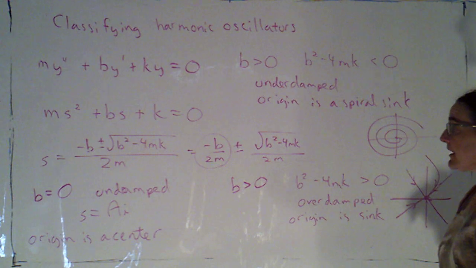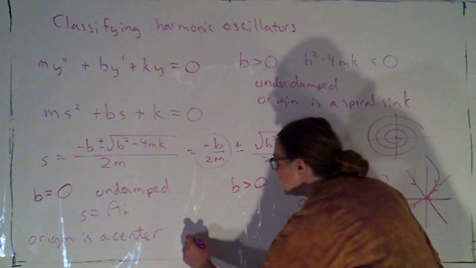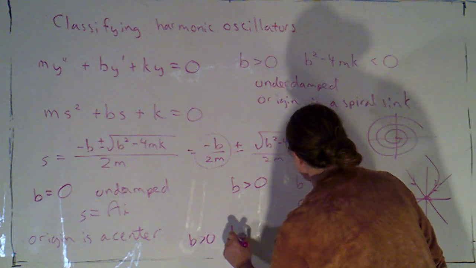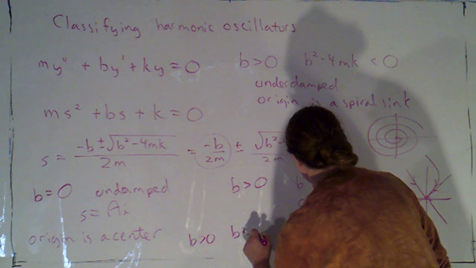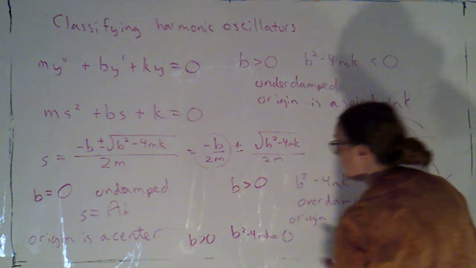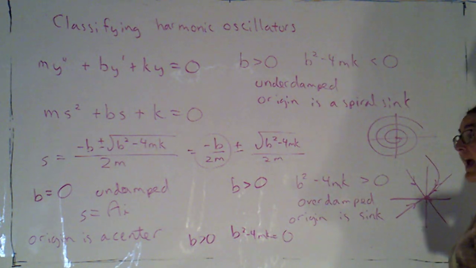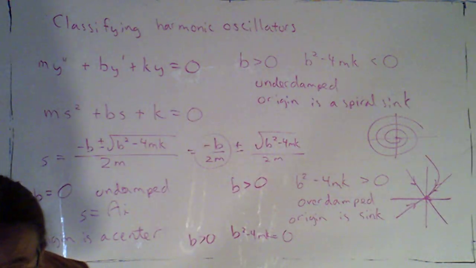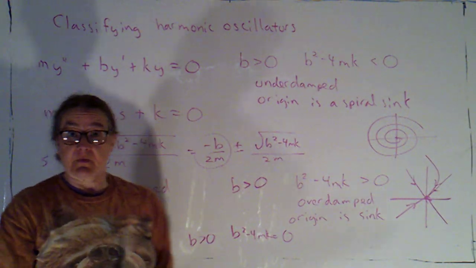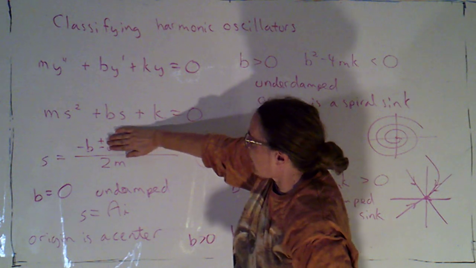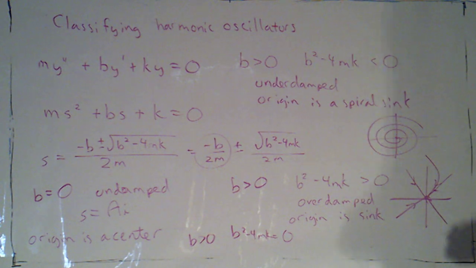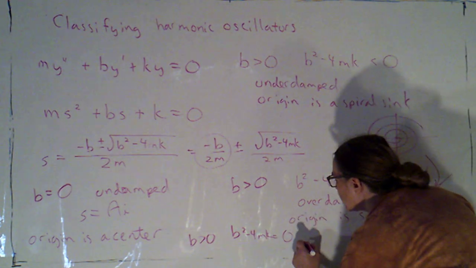And of course, the last possibility is that b could be bigger than 0, and b squared minus 4mk could equal 0. When that's the case, we have just one root, because this would be 0. So our one root would be negative b over 2m. It is still negative. If we have that, we're going to say that this is critically damped.